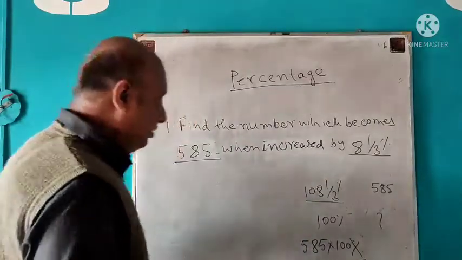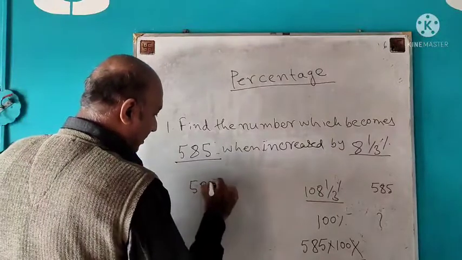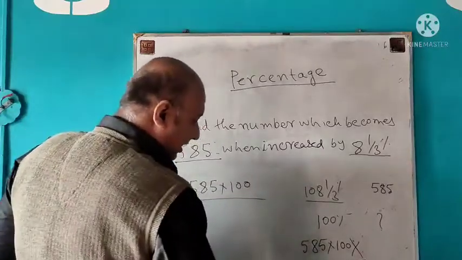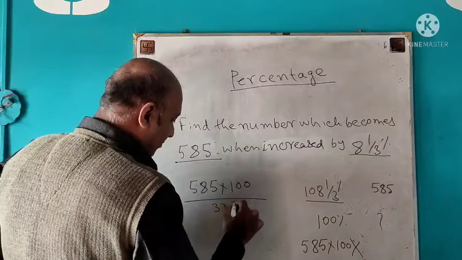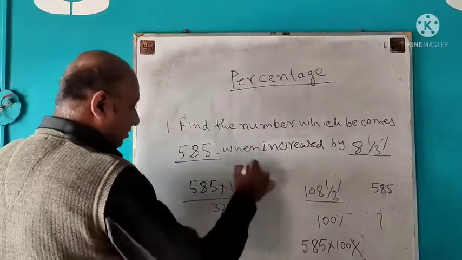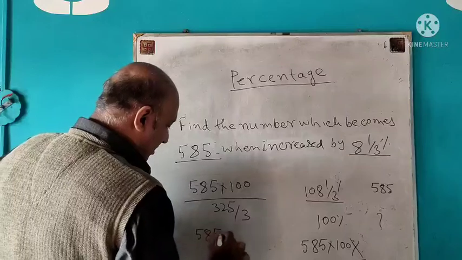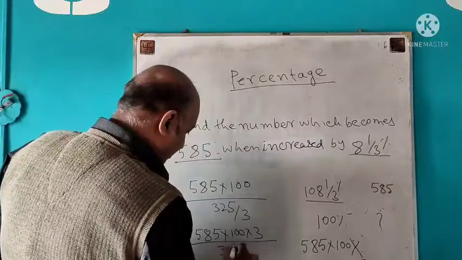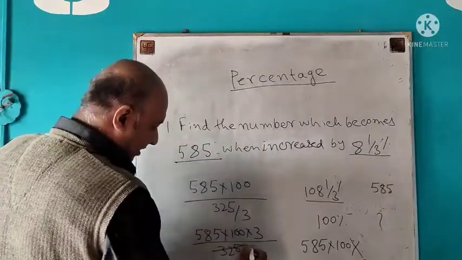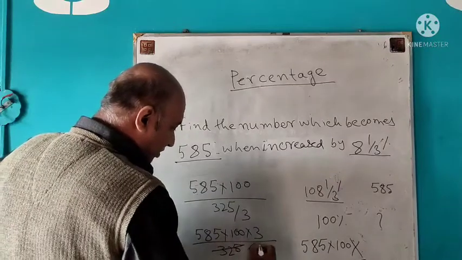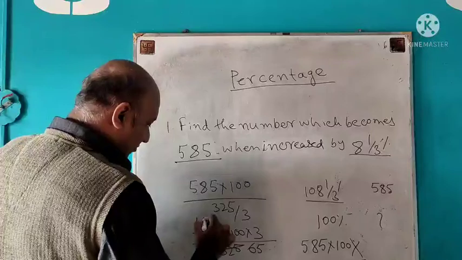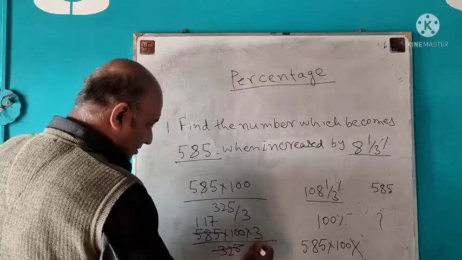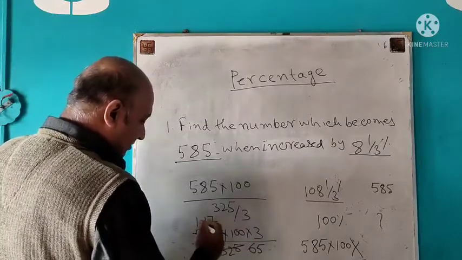So let's continue with the calculation. This is 585 multiplied by 100, and in the denominator we will get 3 into 108, that is 324 plus 1, 325 by 3. This 3 will go up. So 585 into 100 into 3 divided by 325. Now let's cut. It will cut by 5. 5 6s are 30, and it is 65. 5 1s are 5, 5 1s are 5, 3 117. Again 6 5 11. So 65 and 117.